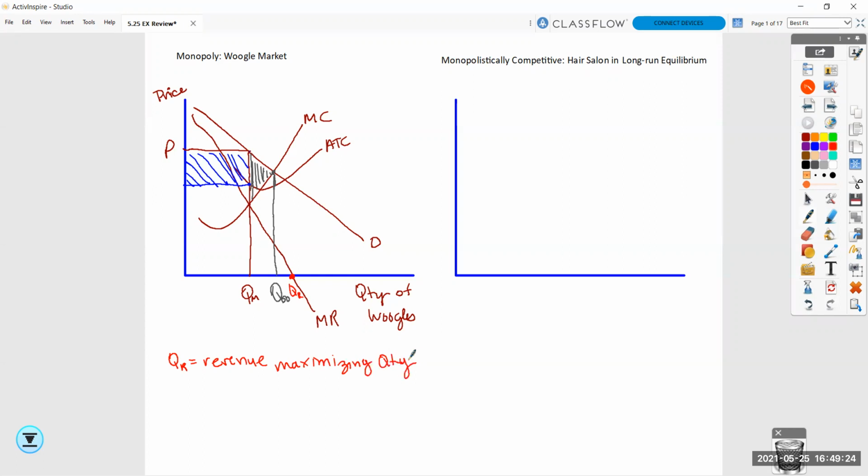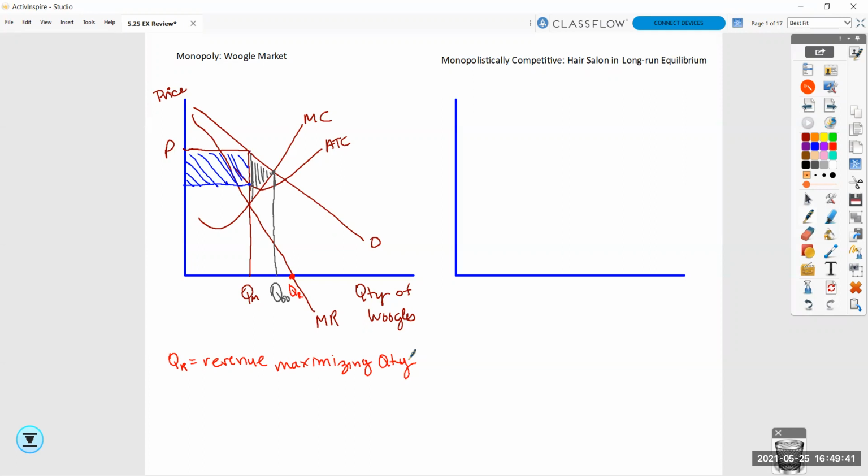Do I need to label the QM and the QSO? Do you guys know what QSO means? Okay. All right, I'm going to give you a minute because I just thought of another one.